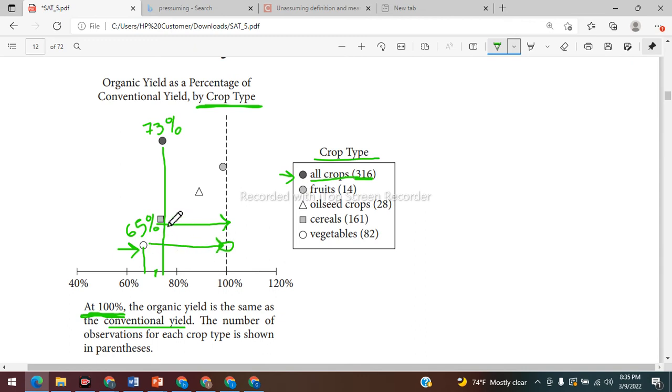The same thing is true for this one, and for this one. This one is 73. Notice how far away that is from the conventional. We know that the conventional and the organic yield the same thing if this dot was right there. So they're saying that for all the crops combined, the conventional yield was way bigger. Like they had more. But if this dot was here, then we could say, hey, there's no difference. They yield the same thing.